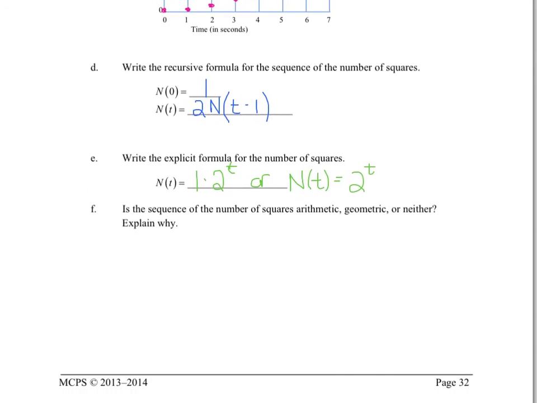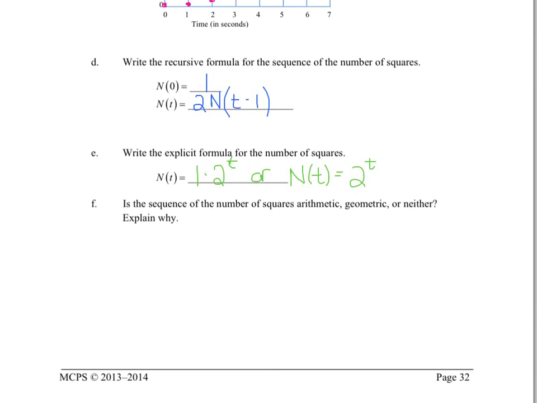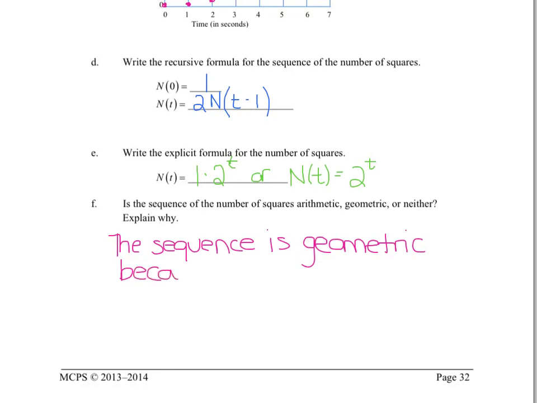Finally, for the last part, part F, is the sequence of the number of squares arithmetic, geometric, or neither? Explain why. Well, hopefully you know because we are multiplying. The sequence is geometric. And this is because you want to use your vocabulary here. Now on the test that we took for this topic, the explanations were a little scattered. You really want to use vocabulary to solidify a good answer.